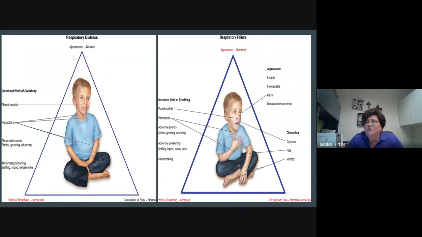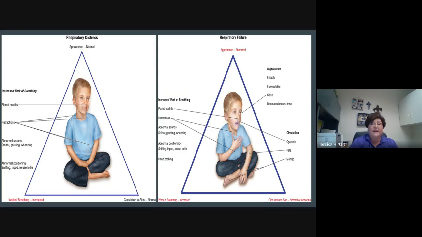With the kid in respiratory failure, again, they'll have the flared nostrils. They will have the retractions, the abnormal sounds, and abnormal positioning, just as those in respiratory distress. However, these kids are going to have some head bobbing, trying to get air in. They're moving their head when they're inhaling. Okay, they're going to be irritable and unconsolable.